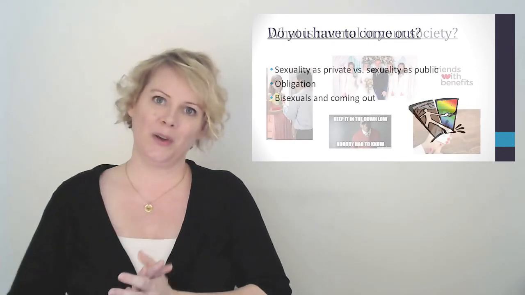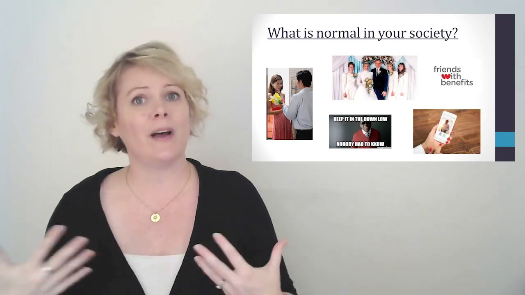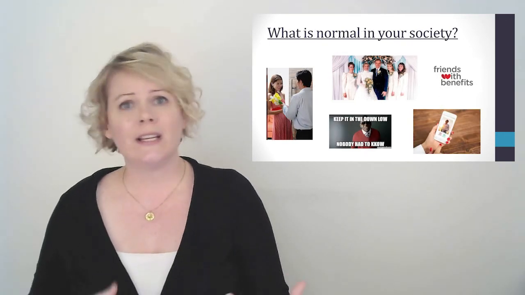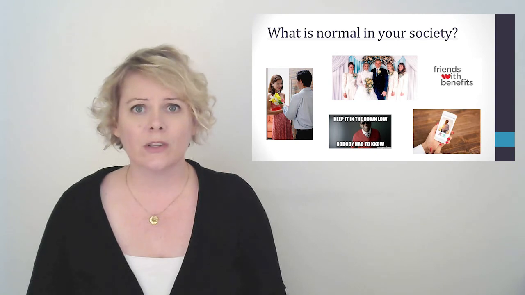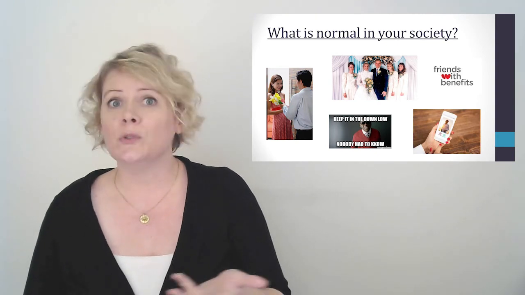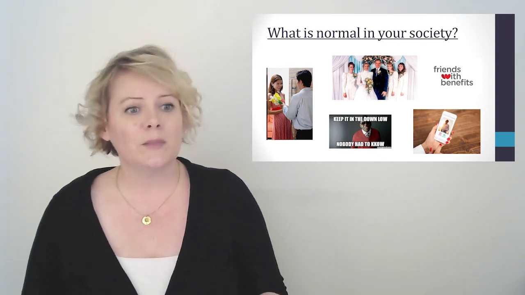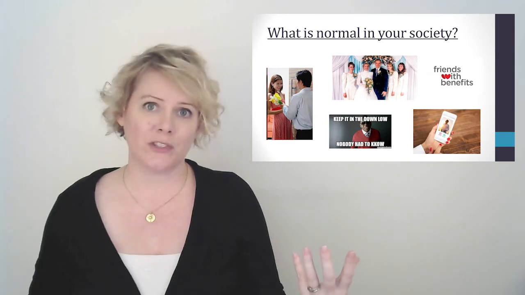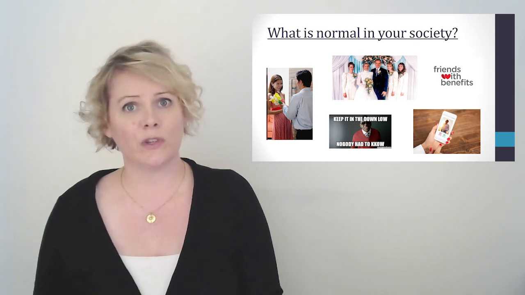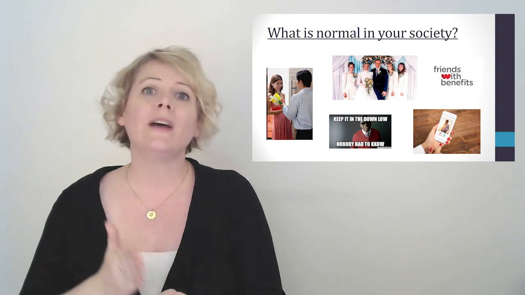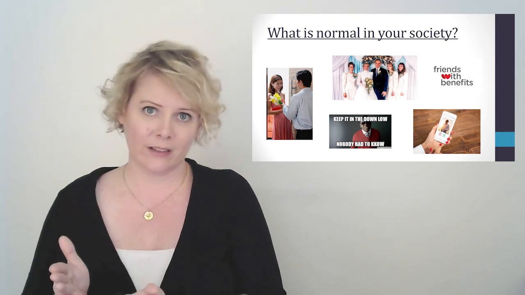So ultimately, what we will do in this class is talk about things like this. The way that our race and class and gender shape our options. The way that we're socially expected to do certain things. If we look at these pictures, this is the question that we're going to continue to ask ourselves over the course of the semester. What is normal in your society?